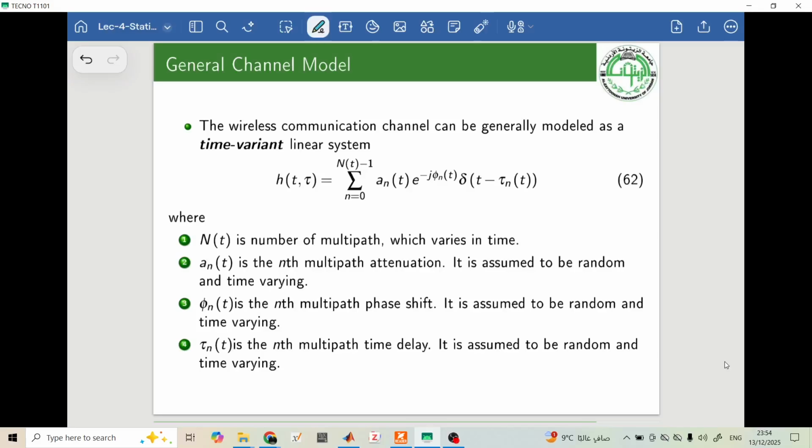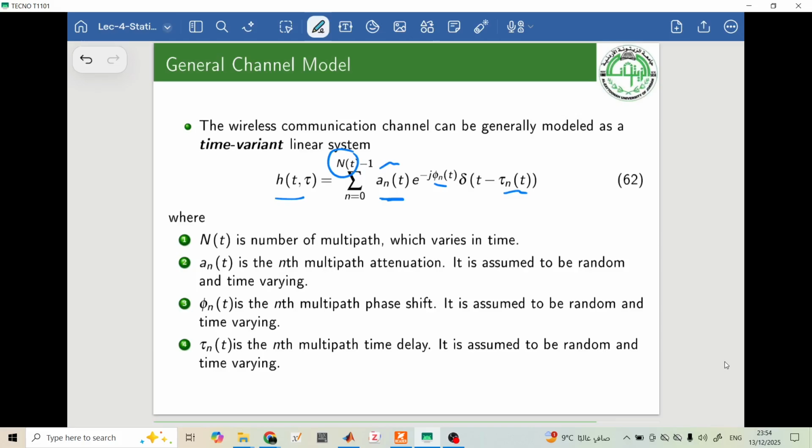Now we look at the general channel model that includes the Doppler effect. In this case, we have again a time varying attenuation, time varying phase shift, and time varying delay, because the mobile station or the setting is mobile. So the distance changes, the delay changes, hence the phase shift changes and the attenuation changes. Again, the number of paths of the multipath is also a function of time, so it's a variable.